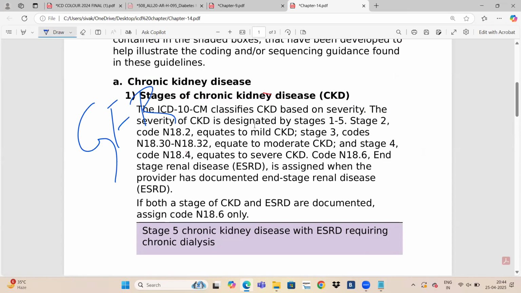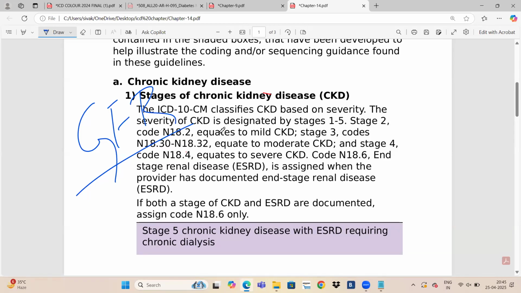This question also you will get in the exam. Based on which lab test can we identify the CKD stage? GFR, glomerular filtration rate. Note down this question, okay? Based on this level, we can identify the CKD stage.